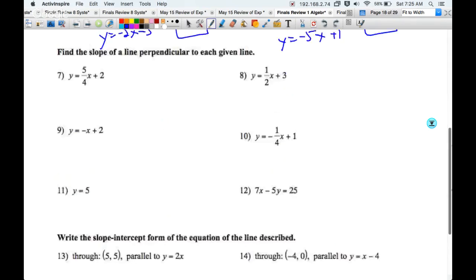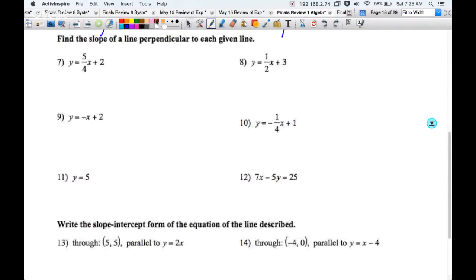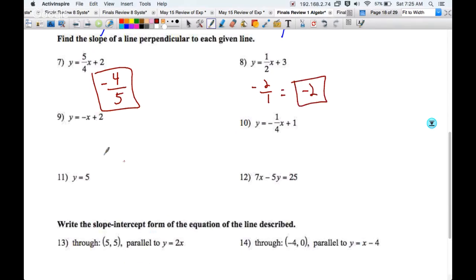Perpendicular, that's a little bit harder. So what I do is I need the opposite reciprocal. So I take the coefficient here, I've got to flip it upside down and make it opposite. This one's positive, so I'm going to make it negative. Take that 1/2, make it a 2/1, make it negative. This simplifies to be just -2.